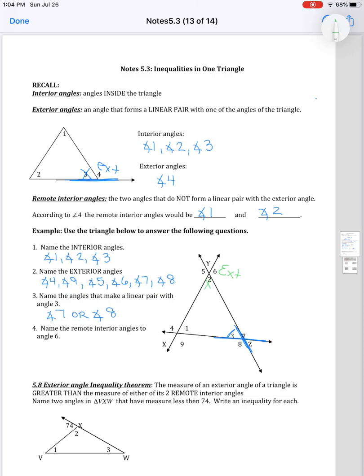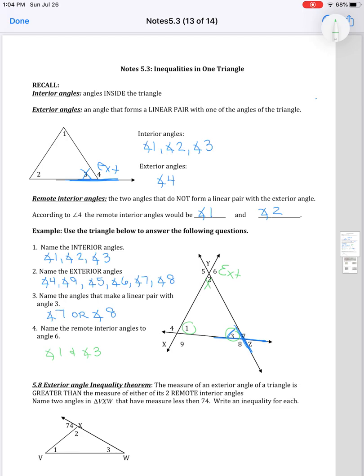Now it says name the angle that makes a linear pair with angle 3. Well, I've got two options. Here's angle 3. I can go that way, or I can go this way. So angle 7 or angle 8 would work for that one.